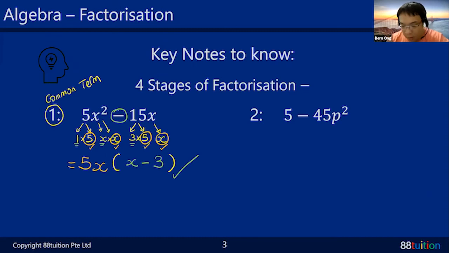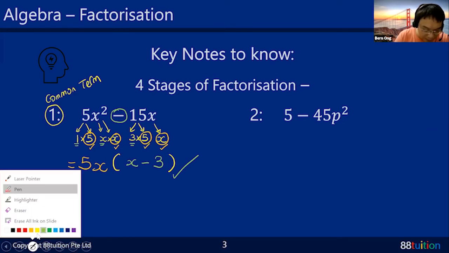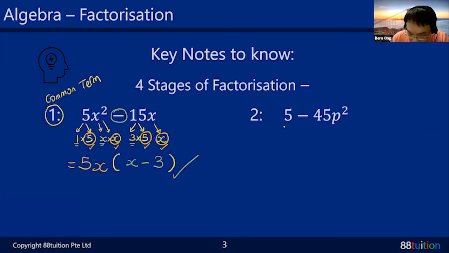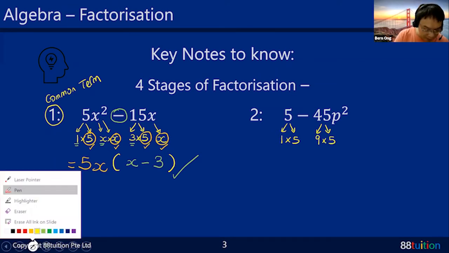Is there a common term? Very good, there is. Always clear the common term stage first. Down here, 5 is made out of 1 times 5. And 45 is made out of what? What times what is 45? You're supposed to list out the factors. So it's actually 9 times 5. Can you see that the 5 is the common factor in this case?